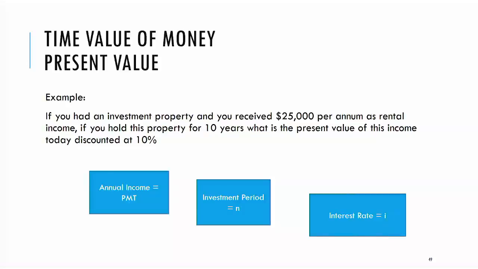Let's slowly come to the valuation. Annual income, we say net annual income after all the expenditure. You receive net rent of $25,000, and you are planning to keep this property for 10 years. After that, you're going to sell it, and the discount rate is 10%.